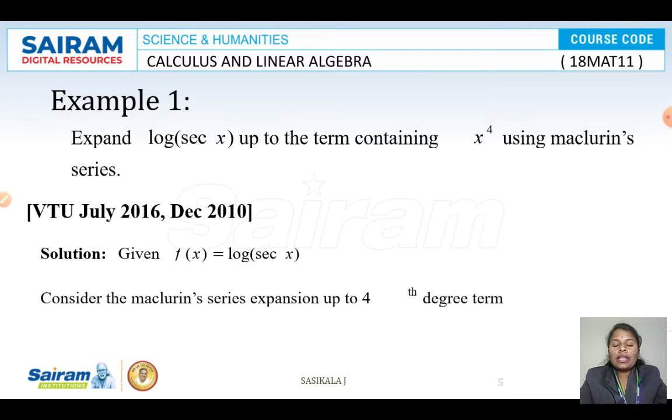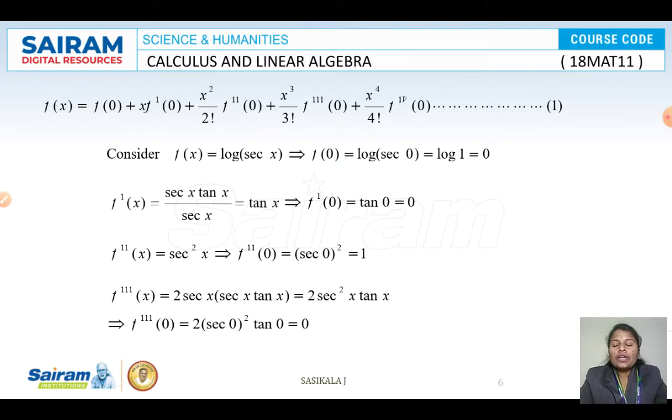What is given? f of x is log of secant x. So y is equal to f of x, same concept: f of x is log of secant x. The question asks for the terms up to x power 4 using the Maclaurin series. Up to x power 4 means we need to find terms up to the 4th degree, so write the formula up to the 4th degree. What is that formula?